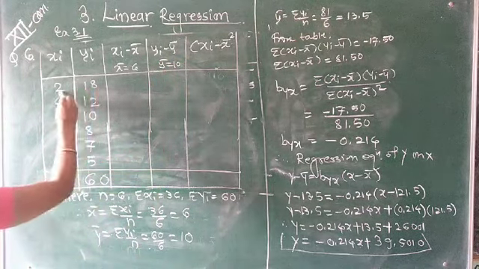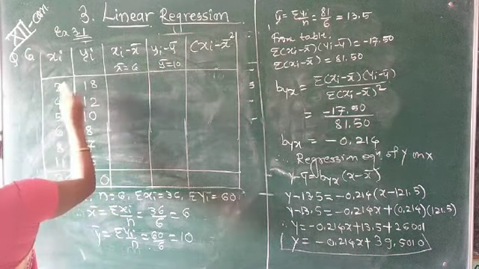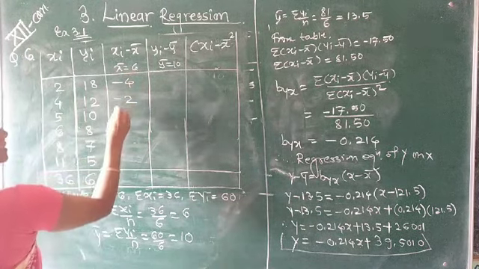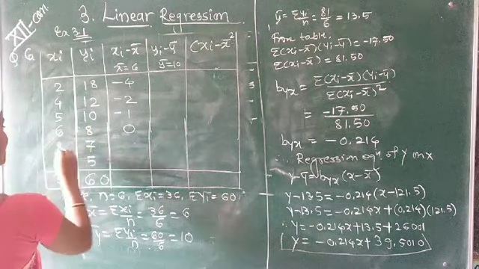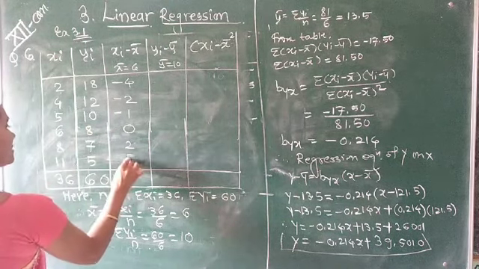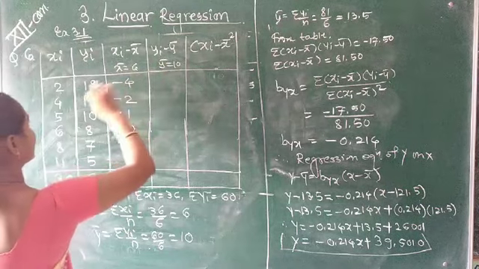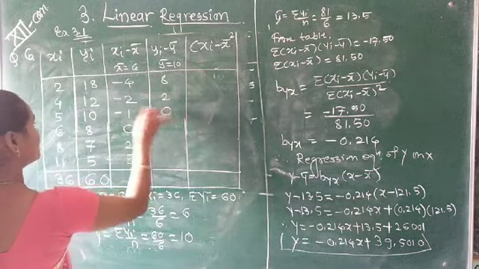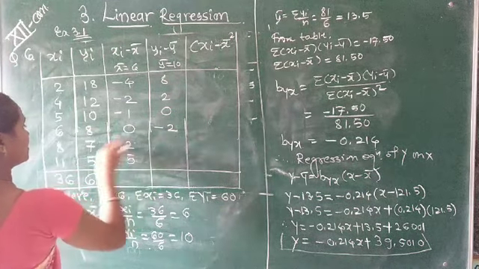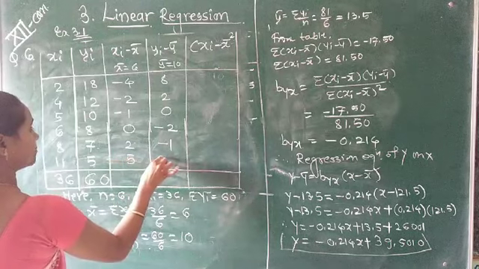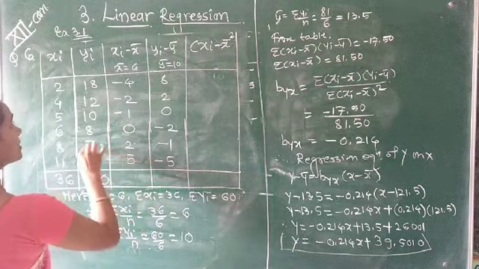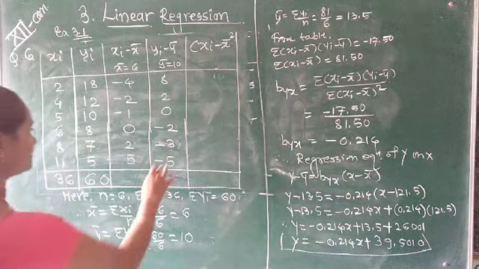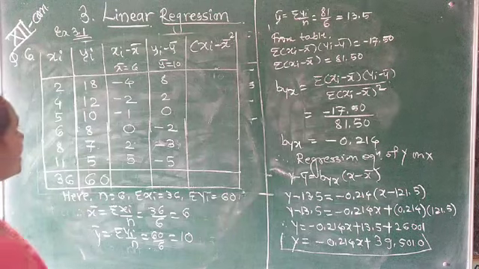So we have to take the next column, that is xi minus x bar. 2 minus 6 is minus 4, 4 minus 6 is minus 2, 5 minus 6 is minus 1, 6 minus 6 is 0, 8 minus 6 is 2, 11 minus 6 is 5. Y bar is 10: 18 minus 10 is 8, 12 minus 10 is 2, 10 minus 10 is 0, 8 minus 10 is minus 2, 7 minus 10 is minus 3, and 5 minus 10 is minus 5. So this is xi minus x bar and yi minus y bar.